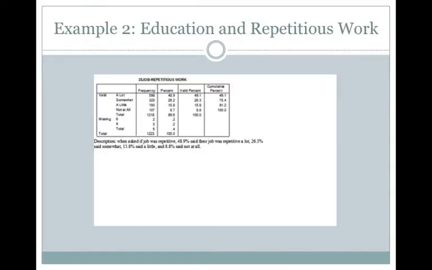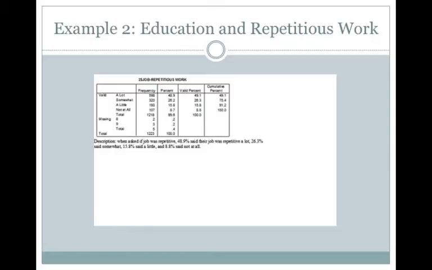The second example is education and repetitive work. Repetitive work is considered not enjoyable work. So we're talking about factory work or service-based work where you're doing the same thing over and over and over again. Those jobs aren't considered good jobs. So when asked the question, is your job repetitive, 48.9% said it was very repetitive, a lot. 26.3% said somewhat, 15.8% said it was a little repetitive, and 8.8% said not at all.